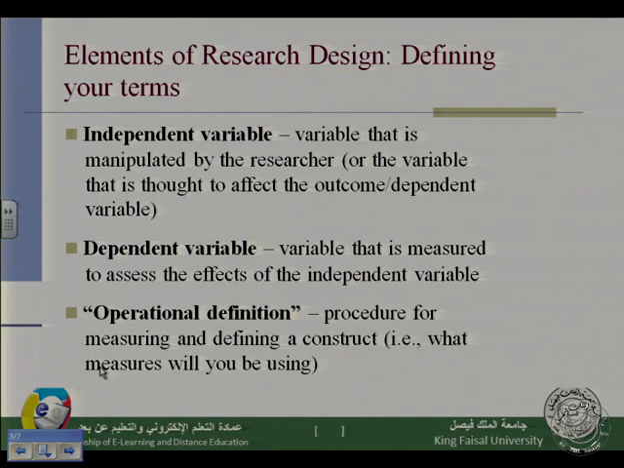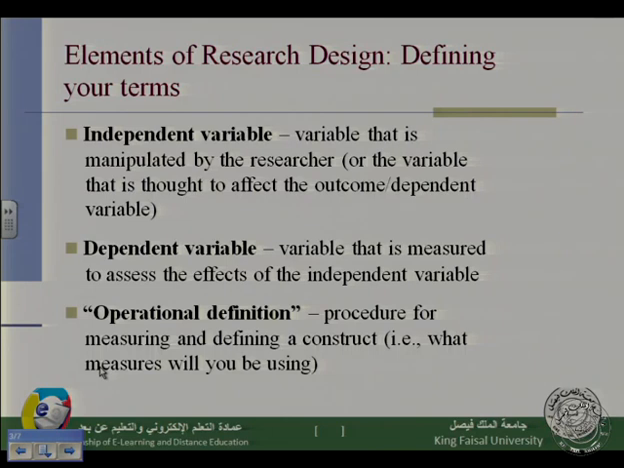So the independent variable, you manipulate this variable, because you are going to design. You select the computers. You are going to design the materials for the computer, so you can manipulate the independent variable. The dependent variable you cannot manipulate. Why? Because you want to measure the effects of the independent variable on the dependent variable. The dependent variable is a variable that is measured to assess the effects of the independent variable.